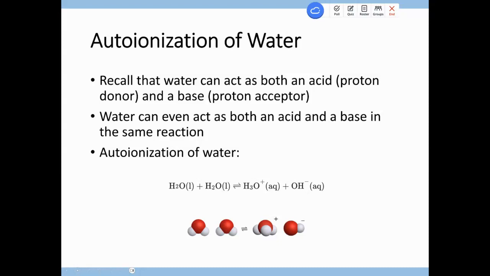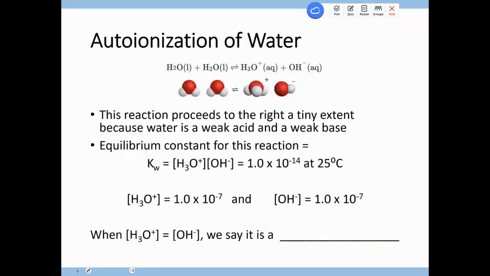Now this reaction lies far to the left. We have pure water in a beaker. Most of that is going to be neutral water, but some of it is H3O+ and OH-, and this ends up being really helpful for calculating concentrations of H3O+ and OH- in solution. The reaction proceeds to the right a tiny extent, because water is both a weak acid and a weak base.